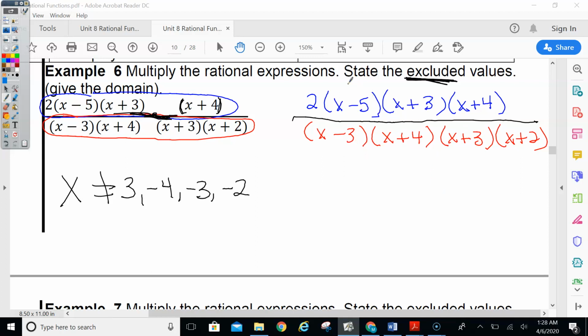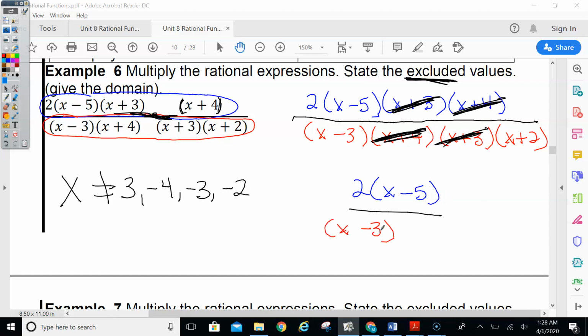Okay, so now we can start canceling. We've got an x plus 3 and an x plus 3, x plus 4 and an x plus 4. Anything else? This 2 and this 2 don't cancel out. This is just a constant of 2. This is a factor, or a binomial, of 2. So those actually stay. So the final answer here is 2 times x minus 5 in the numerator, that's what's left there. And then in the denominator, x minus 3 and the x plus 2 over here. So there would be your final reduced form.